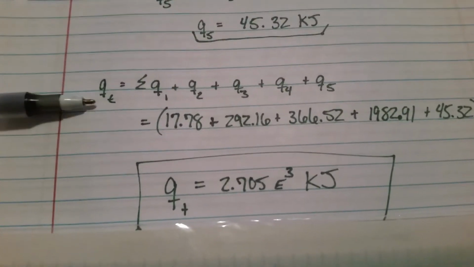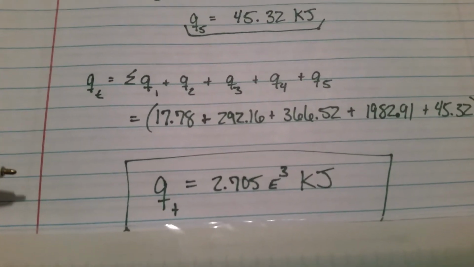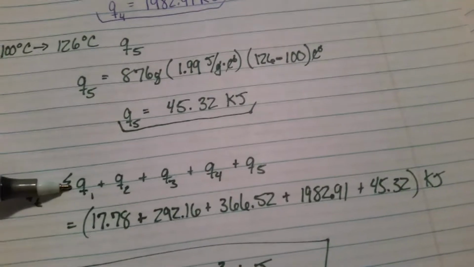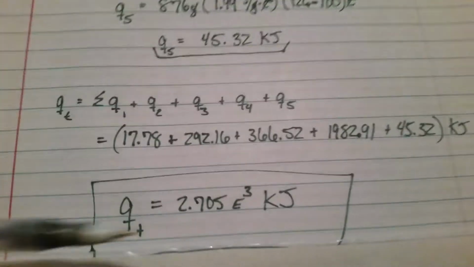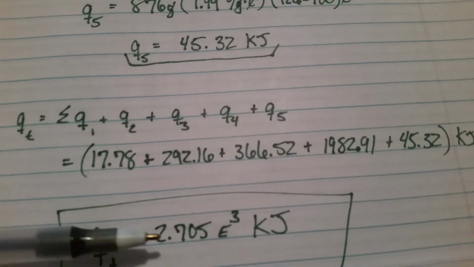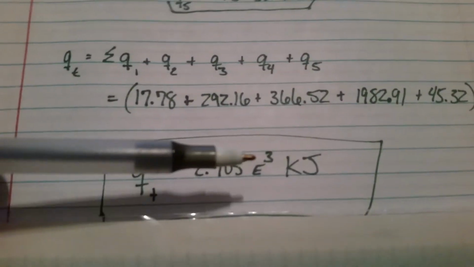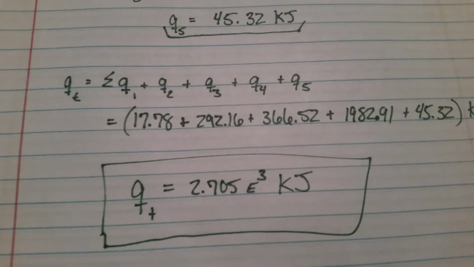Then to figure out the total heat needed for that complete change from negative 10 degrees, which is here, all the way to 126, which is here, you just add all these values together, which are all in kilojoules, which gives you a total of 2.705 times 10 to the third kilojoules. That's the total energy needed to do the change.